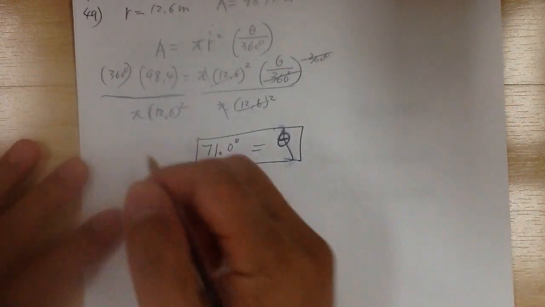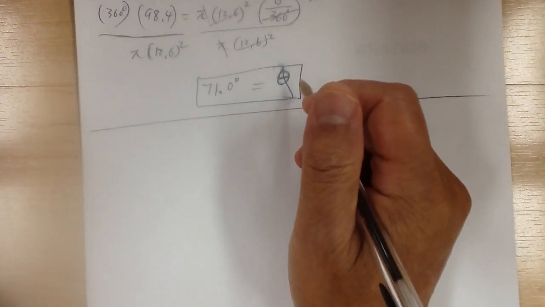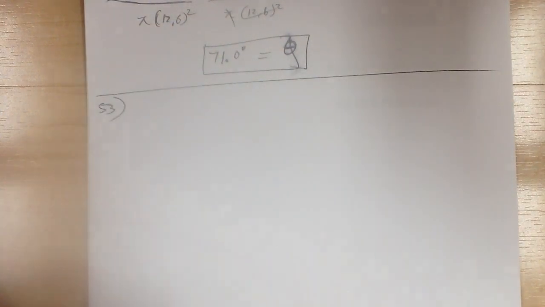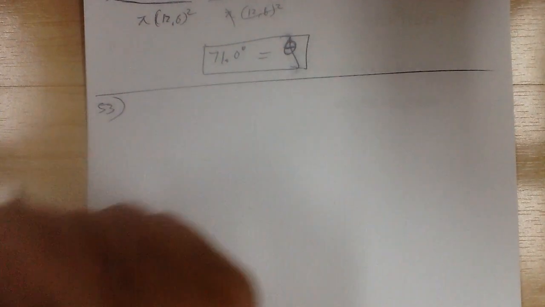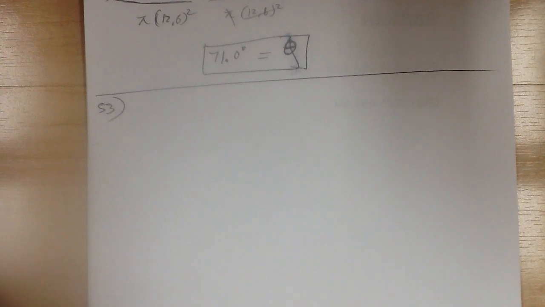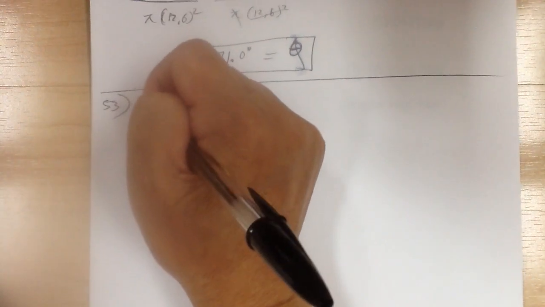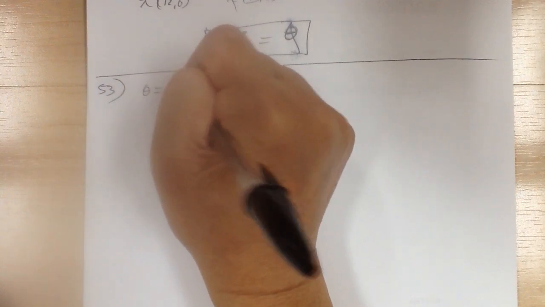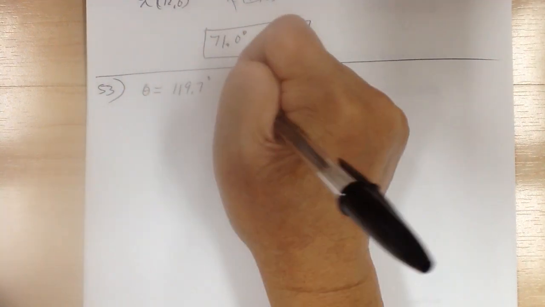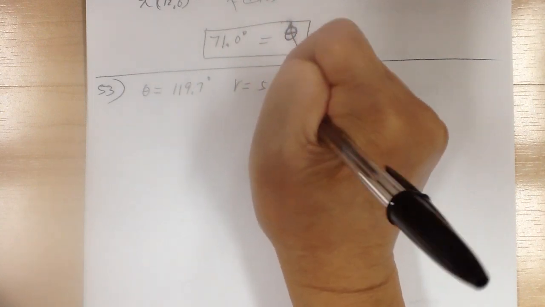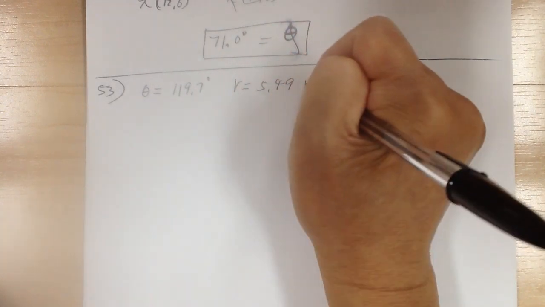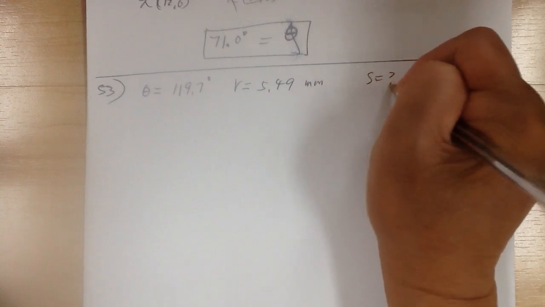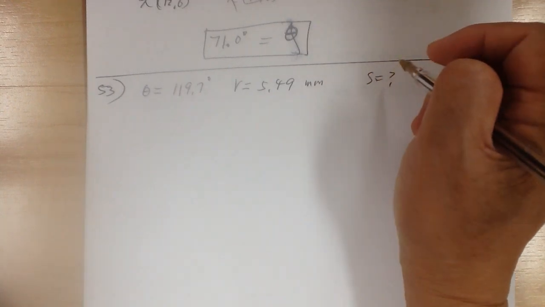Okay, let's go to the next one. Number 53. Same thing, you deal with a sector. So you got theta equal to 119.7 degrees, r equal to 5.49 millimeters, and looking for S to 1 decimal place.